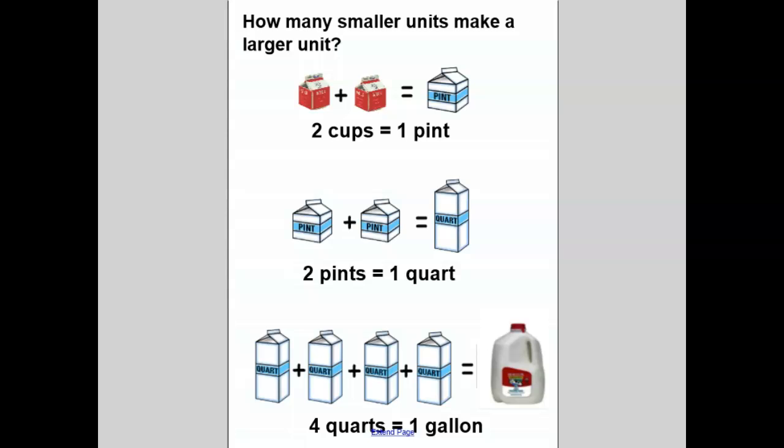So I want you guys to get familiar with the number of smaller units that make up a larger unit. So I know 2 cups are equal to 1 pint. 2 pints are equal to 1 quart, and 4 quarts are equal to 1 gallon. You also have this page in your district packet. This would be a good one to have out too.